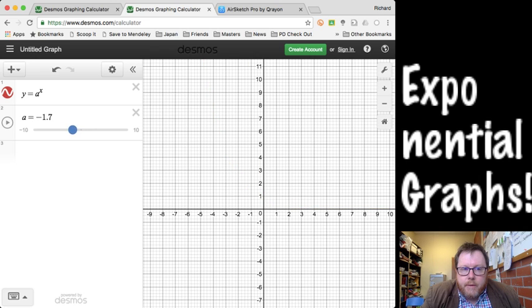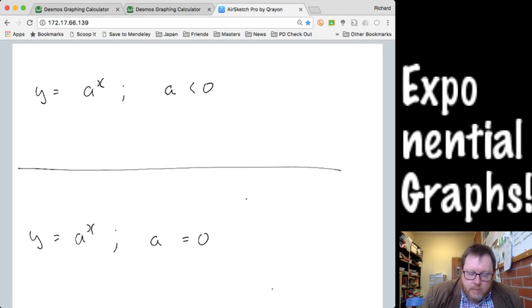Oh dear, it's not there. Okay. It's not a well-defined function when a is less than 0 because of what the effect of powers has on negative numbers. It doesn't create a well-behaved graph. So that's handy. Why?